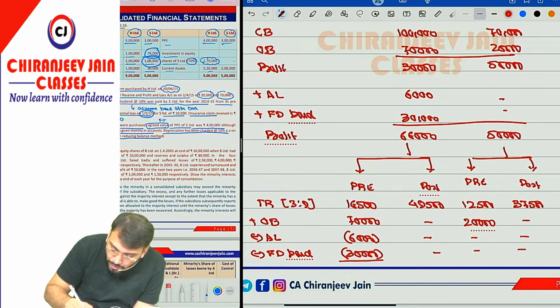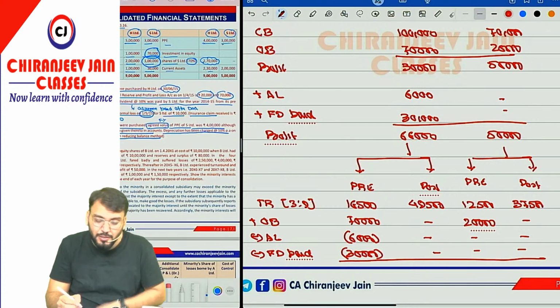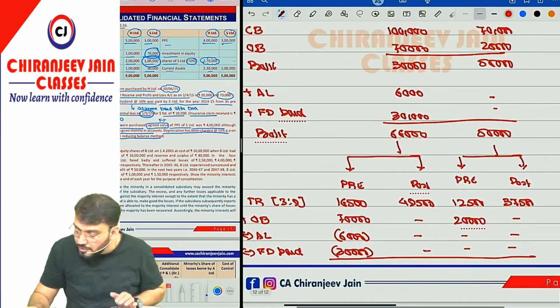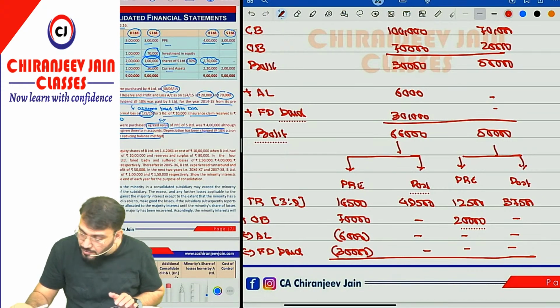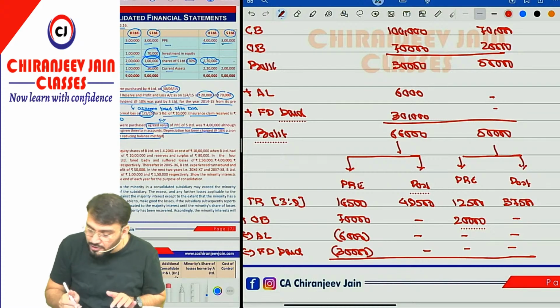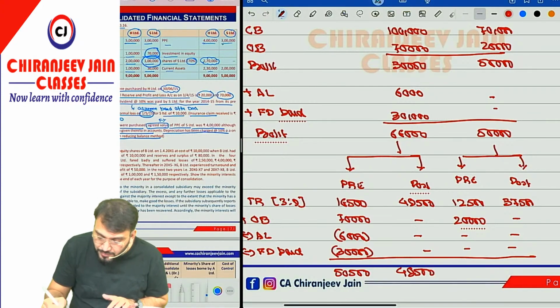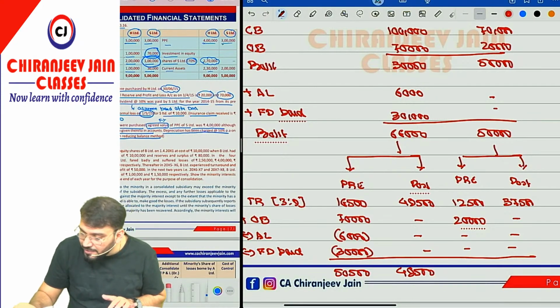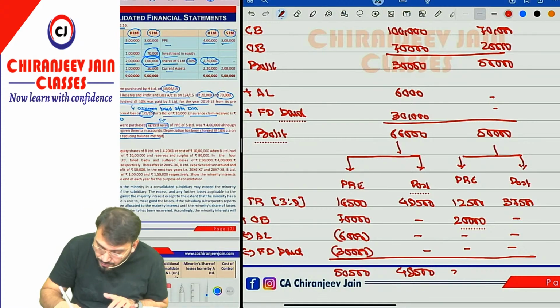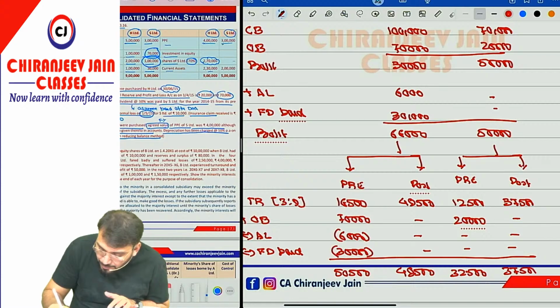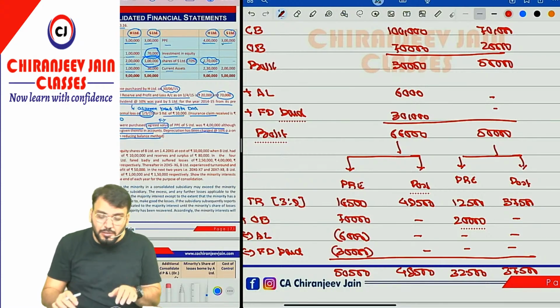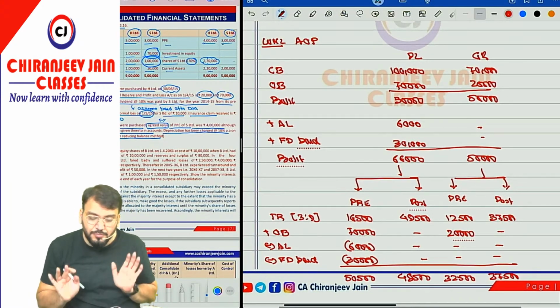So this becomes your final calculation. So this is how much? Tell me. 16,500 plus 70,000 minus 36,000. So this becomes 50,500. I'm writing here 50,500. Post is what? 49,500. This becomes 12,500 plus 20,000. This becomes 32,500. And this is 37,500. Up to this, any doubt? This is your analysis of profit.